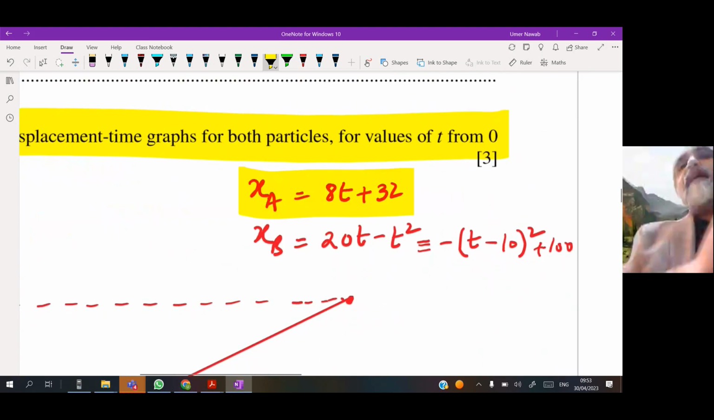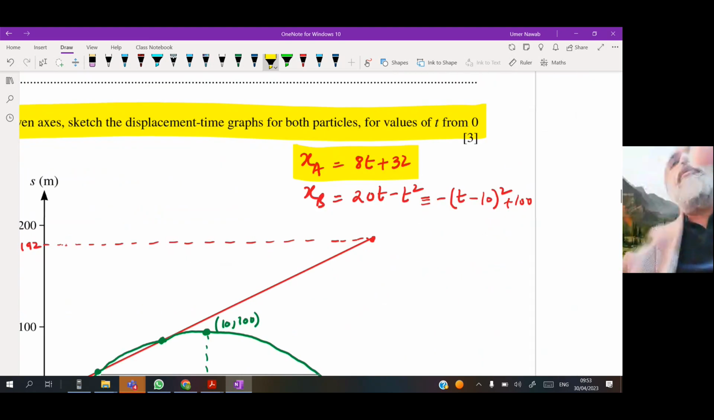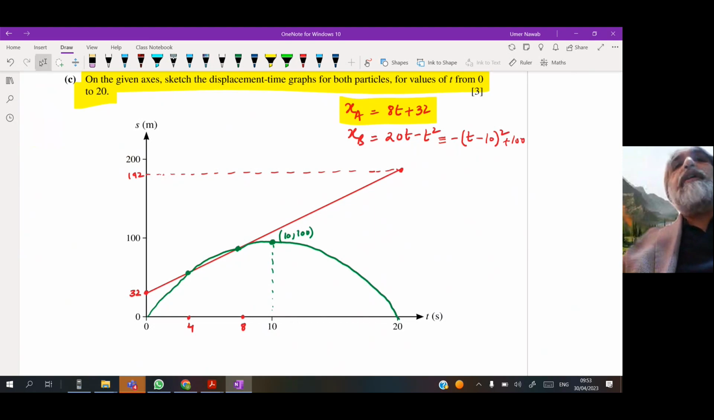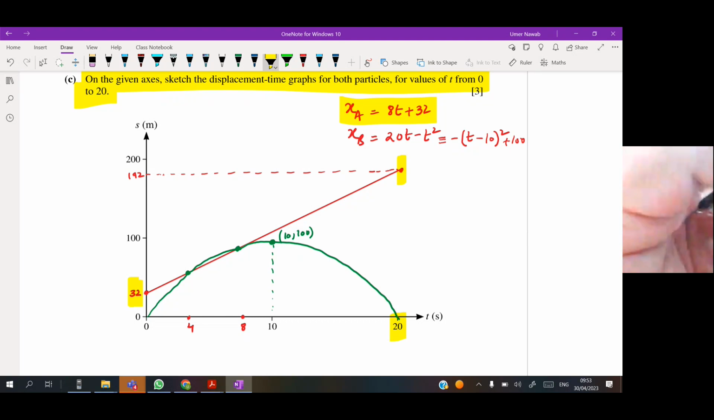Now, x_A is a linear thing. So when you try to draw it, it will be a straight line. So I am just relying on my starter. My starter is what? When time is 0, substitute t is equal to 0, you got 32. When time is 20, substitute 20 here, 8 times 20, 160 plus 32 is 192. So Mr. Omar has just taken 2 points and drawn the straight line.